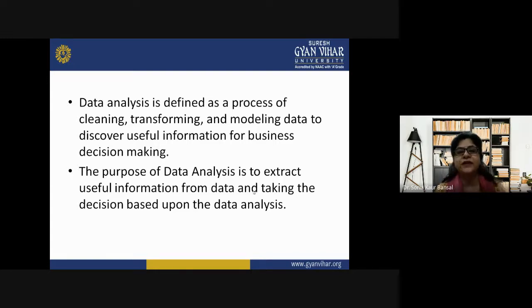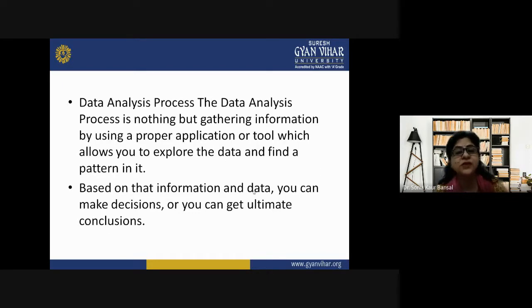So the purpose of data analysis is to extract useful information from data and take decisions based upon the data analysis. The data analysis process is nothing, students, but gathering information by using a proper application or tool which allows you to explore the data and find a pattern in it. When you talk about data interpretation, it is based on meaningful analysis of the information and the data you have received. So you can make decisions or reach ultimate conclusions based upon that. But for that, you have to make the interpretation in a very fruitful way.